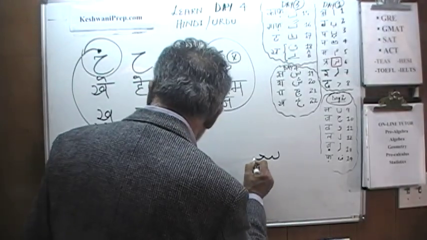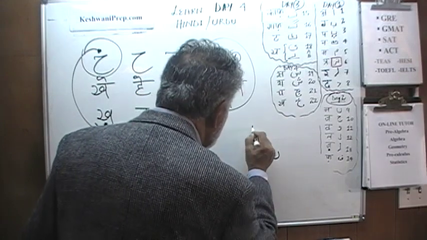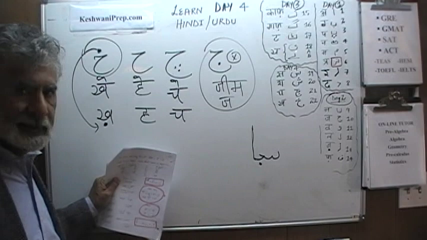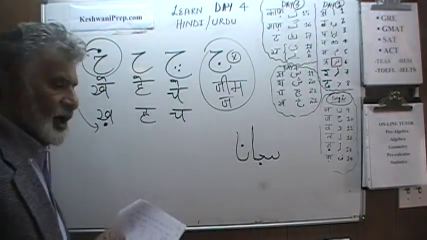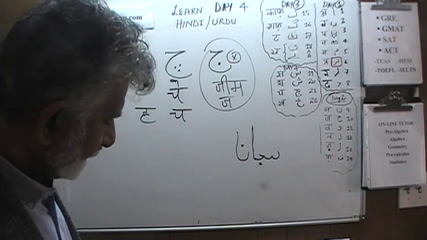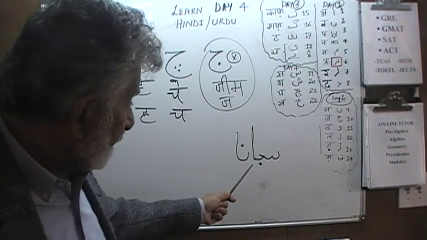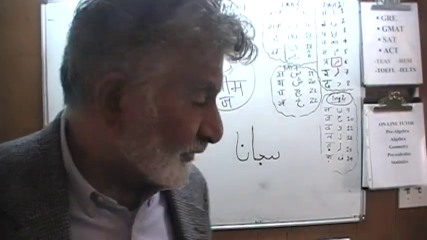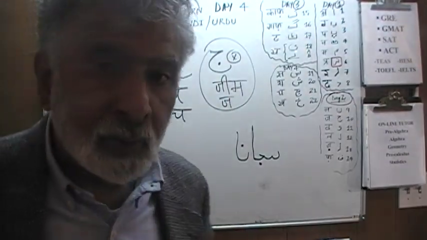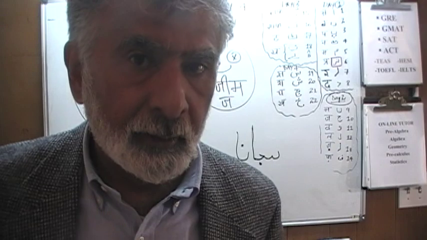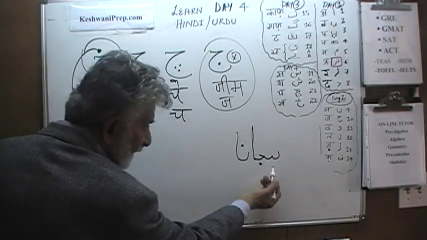So seen, jim, and then alif. So far we have something that reads as saja, and then na, sajana. Sajana is to decorate something. Except when you're writing freehand, what we have written on the blackboard is not wrong. It's perfectly fine, there is nothing wrong with it. But what we have written on the blackboard looks like the writing of a five-year-old. An adult, when writing freehand, this is how it's going to join.